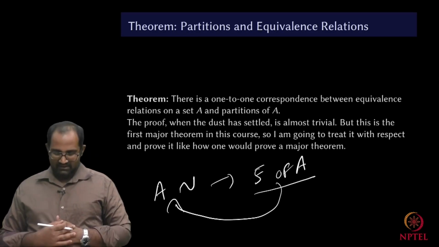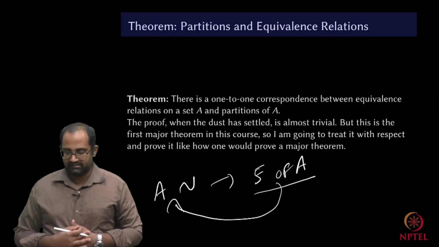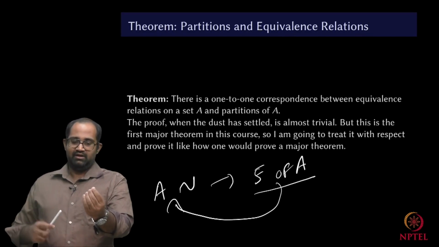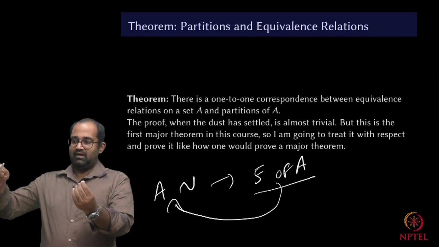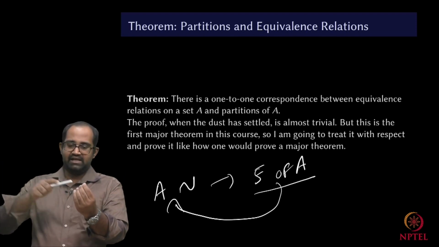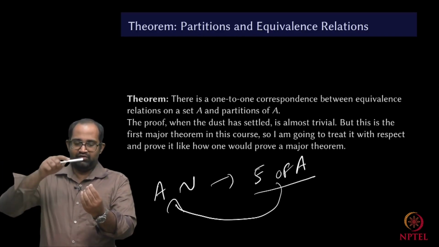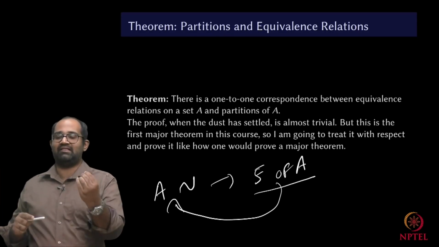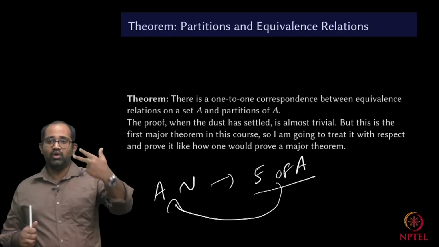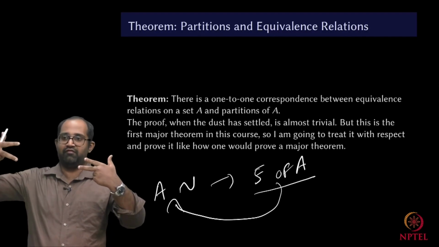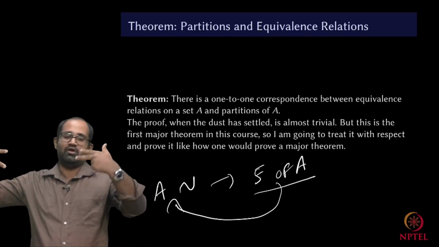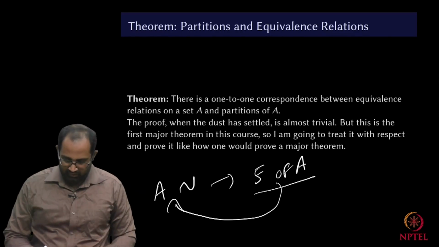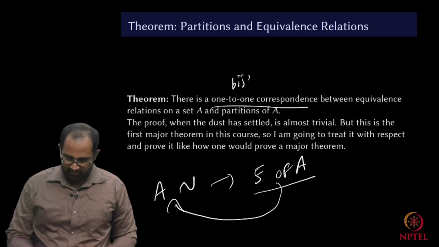And not only that, this one-to-one correspondence just means that this association is bijective. Given an equivalence relation, it is mapped to a unique partition, and given a partition, it is mapped to a unique equivalence relation. And if you start with an equivalence relation, get a partition, and go back to the equivalence relation, you get back the same equivalence relation. That means 2 different equivalence relations go to 2 different partitions, 2 different partitions go to 2 different equivalence relations. So, one-to-one correspondence is just a long-winded way of saying bijective correspondence.